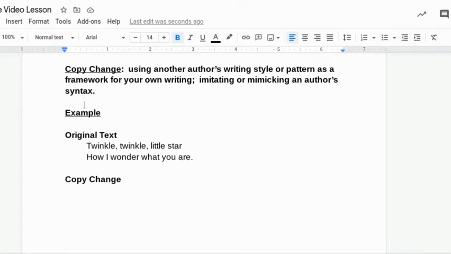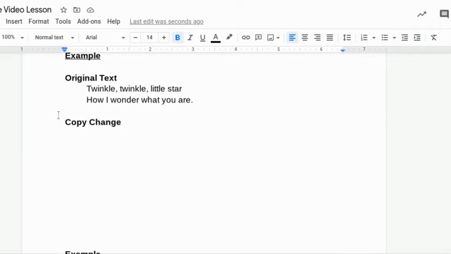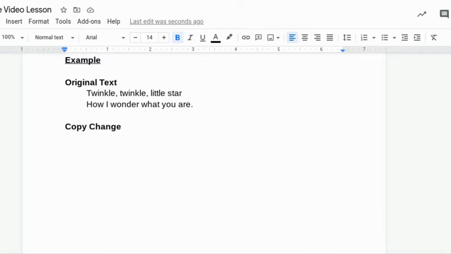Copy change is using another author's writing style or pattern as a framework for your own writing, or imitating or mimicking an author's syntax. And remember, syntax is the order of words that we find in a sentence. So let's take a really simple example. For instance, let's look at the original text of Twinkle, Twinkle, Little Star, How I Wonder What You Are.